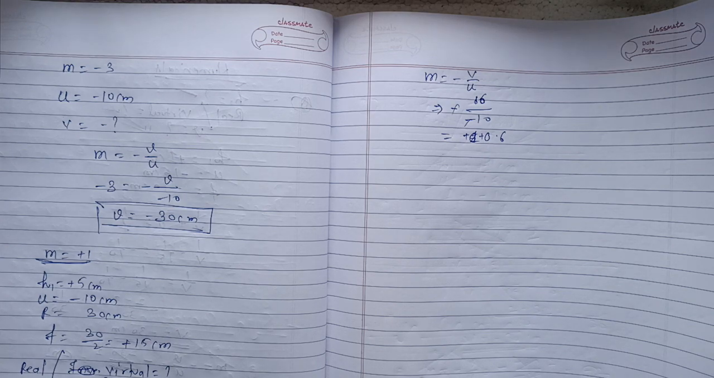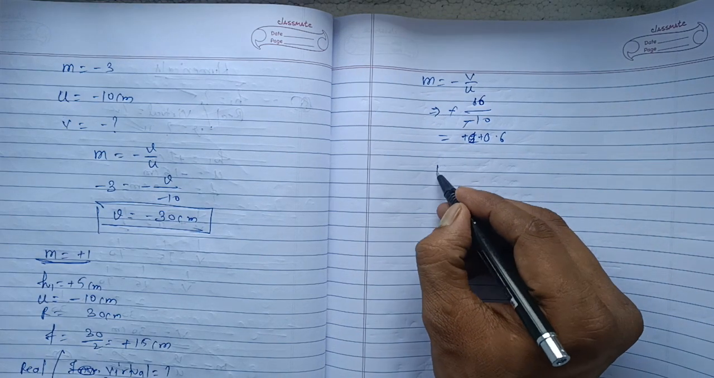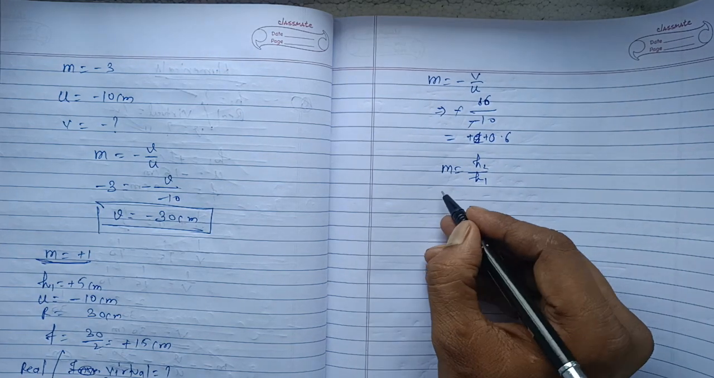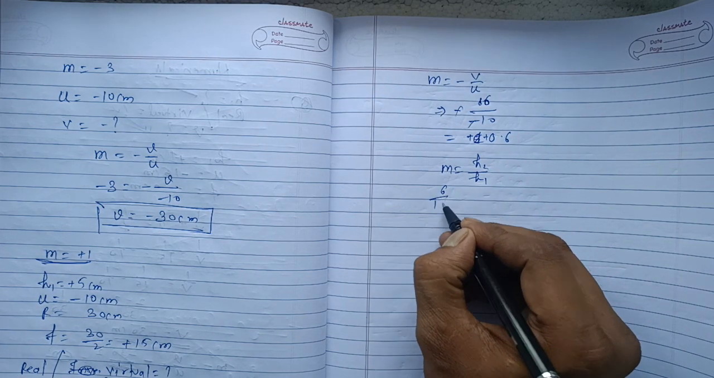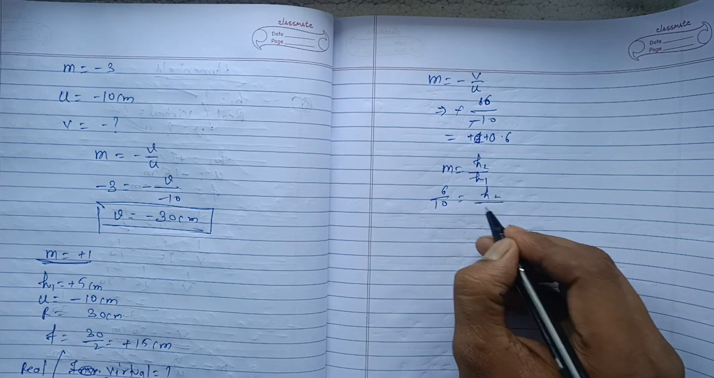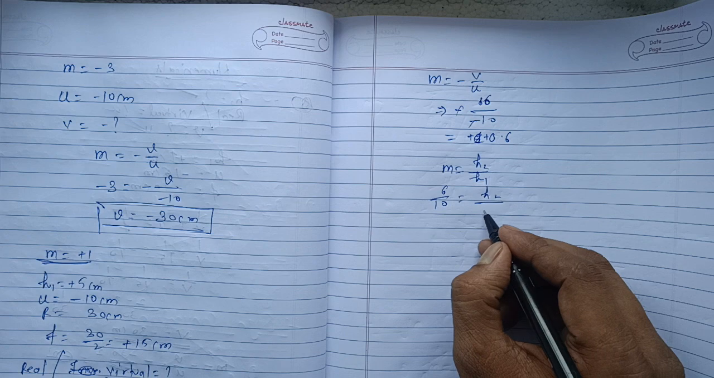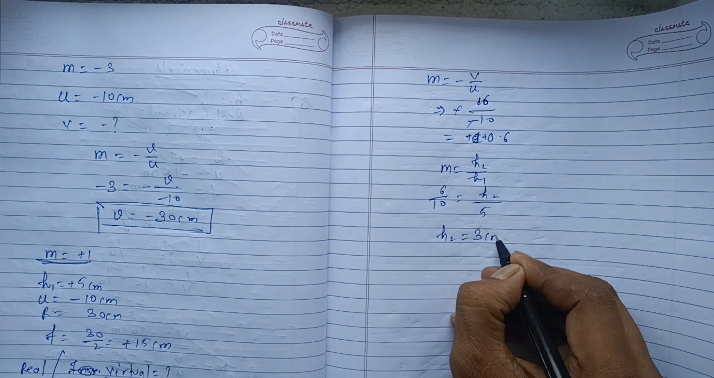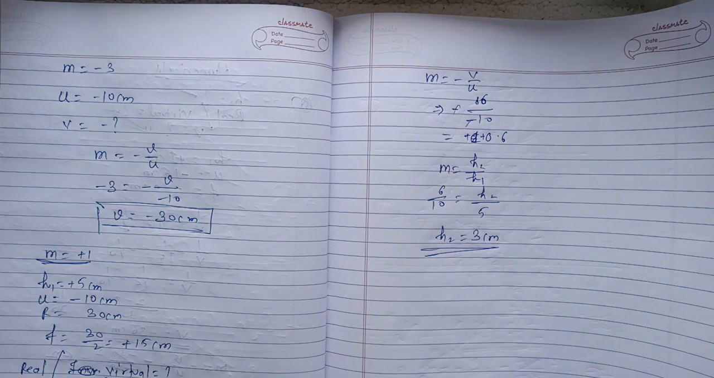Now we need to find only h2, that is the size of the image. We know that we have a formula m equals h2 by h1 also. The value of small m is given here, 6 by 10. The value of h2 we need to find, and h1, the height of the object, is given as 5. So it will be 3 centimeter. The image is diminished also. And the value of h2 is coming positive. What does it mean? It means that the image is also upright.